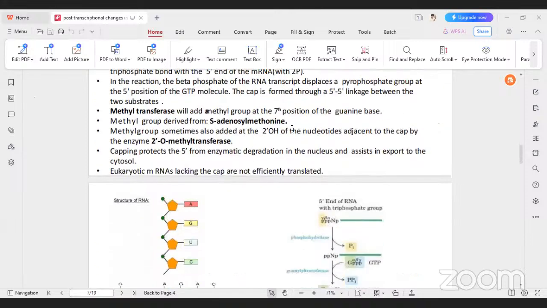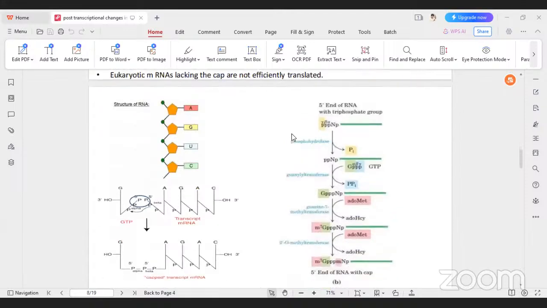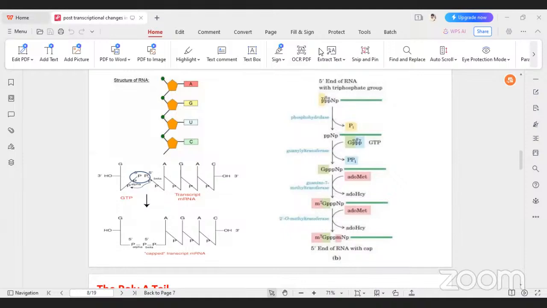Let's see it diagrammatically. Let's take a pen, marker. This is the transcript mRNA. At the 5' end, there is a triphosphate: 1, 2, 3 phosphates. Next, one phosphate is removed by the phosphohydrolase enzyme, the first enzyme. From this, one phosphate is removed, and only two phosphates remain.